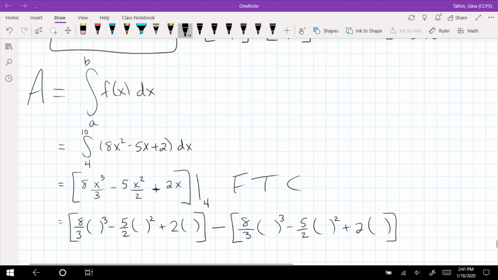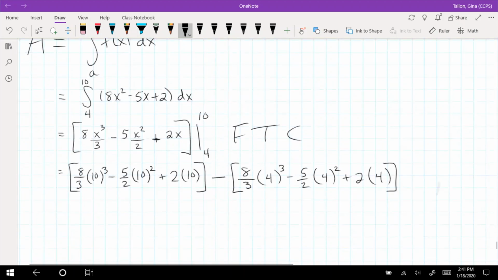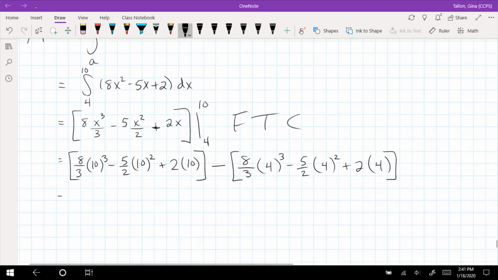Oops, I don't like that. We'll just write 10 again. So a 10 goes in for x everywhere in your first set of brackets. And in your second set of brackets, your 4 goes in everywhere for x. And you should be able to figure that out, decide what that represents to you. Let's see what we get here.